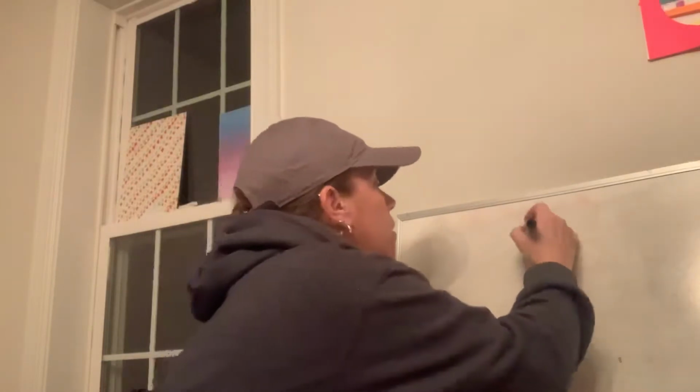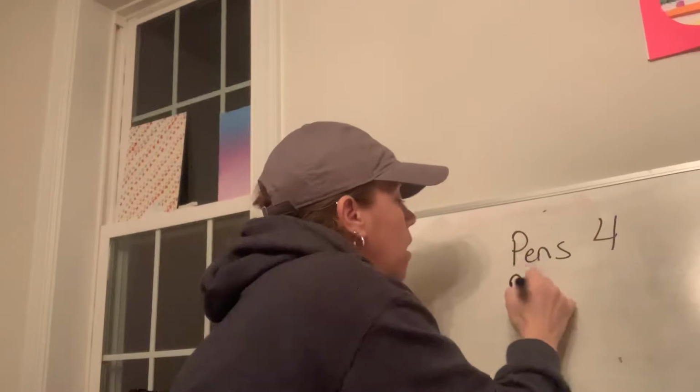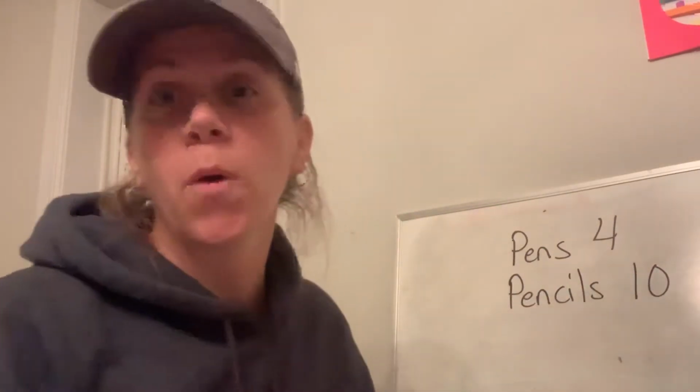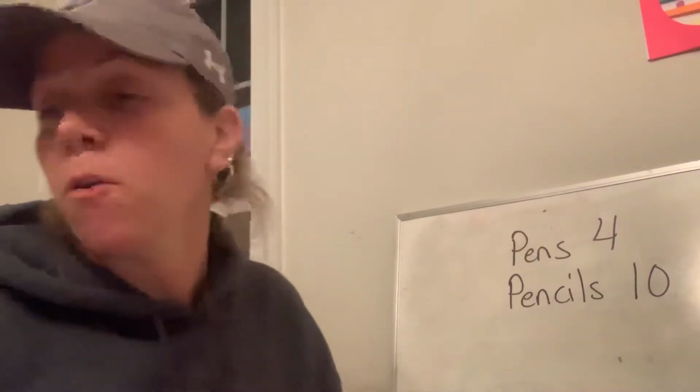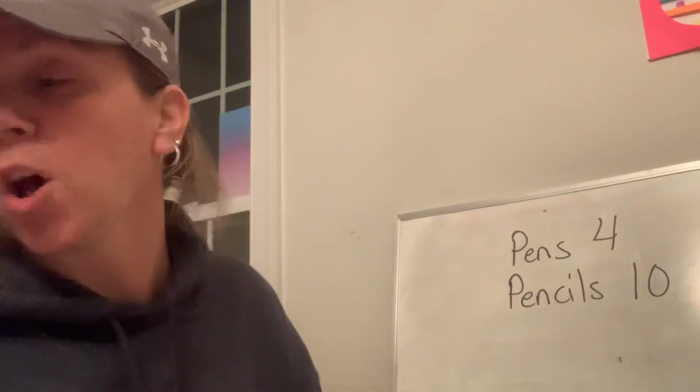So let's do number 1. Erin wants to buy an equal number of pens and pencils. What is the minimum number of pens and pencils she could buy? So what do we know? Well, we know that Erin wants to buy an equal number of pens and pencils. We know that pens come in a pack of 4, and pencils come in a pack of 10. We also know how much they cost, which we're not going to need right now, but we know that the pens cost $7.89 and the pencils cost $2.19.